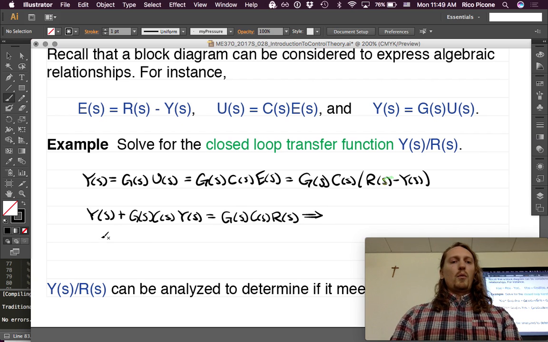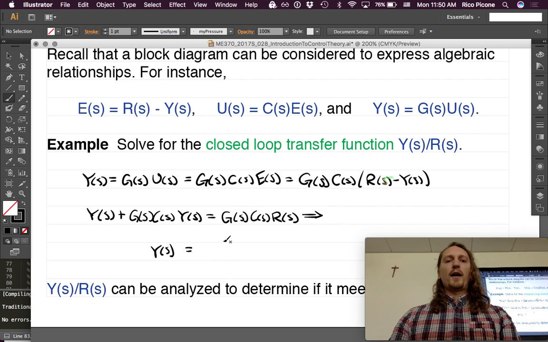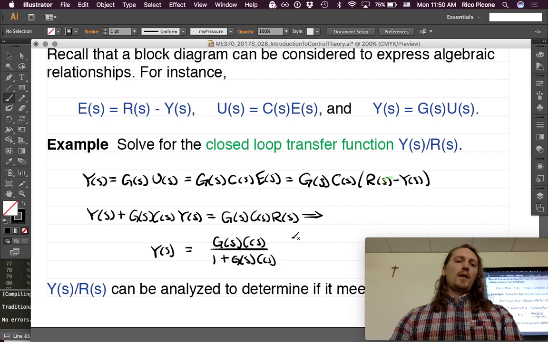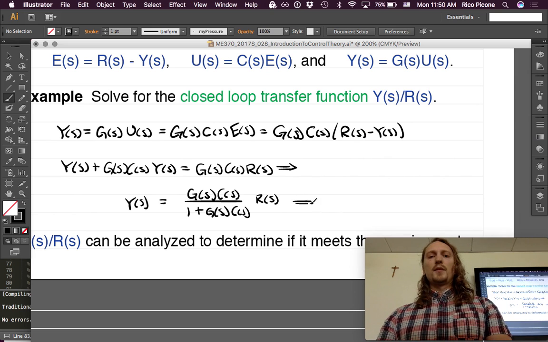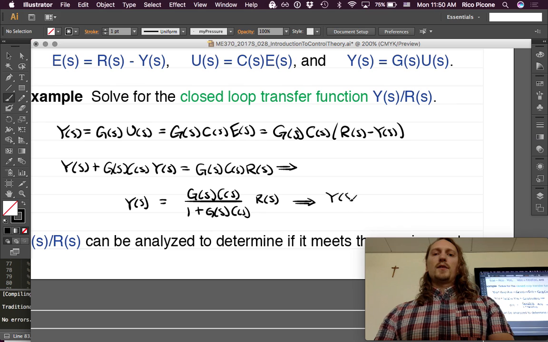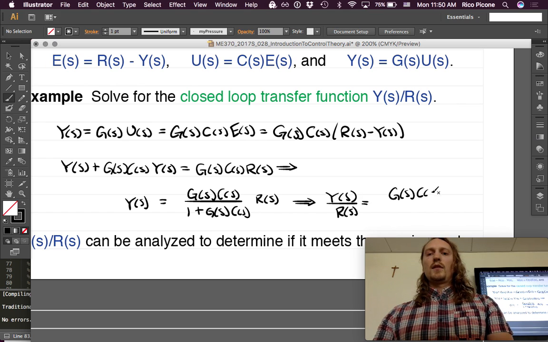So Y, and then we'll divide both sides by 1 plus GC. So Y of s is now by itself, and we have G of s, C of s divided by what was remaining after we factored out Y, and all that's multiplying R of s. And that allows us now to divide both sides by R, right? So we have Y of s over R of s equals G of s, C of s divided by 1 plus G of s, C of s.